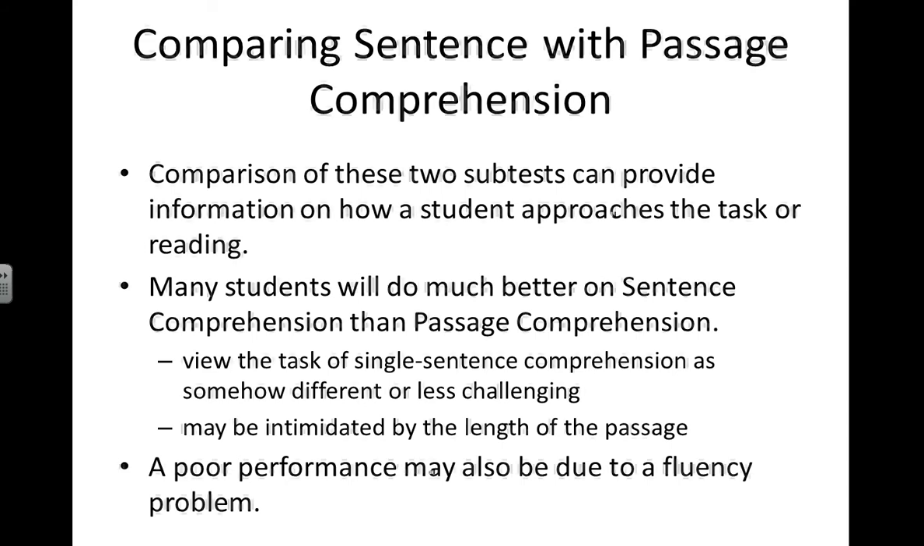Comparison of performance on sentence comprehension and passage comprehension can provide information on how a student approaches the task of reading. Many students will do much better on sentence comprehension than passage comprehension. They view the task of single sentence comprehension as somehow different or less challenging than the task of comprehending words. They may be intimidated by the length of the passage and not attempt to make a best effort on an extended reading. But when faced with the simplicity of the single sentence task of sentence comprehension, they demonstrate fairly competent reading performance. Such students may need some confidence building as well as skill building work.